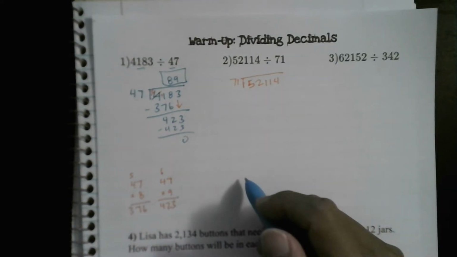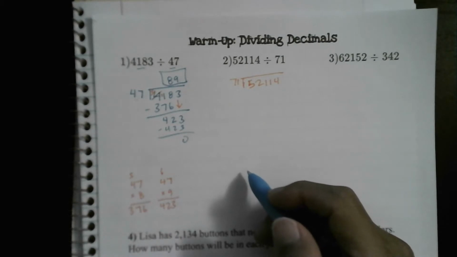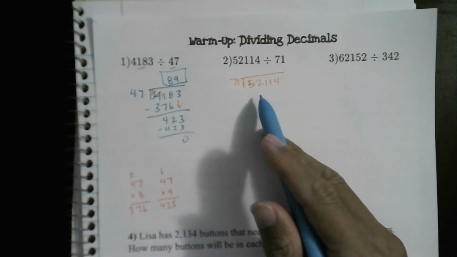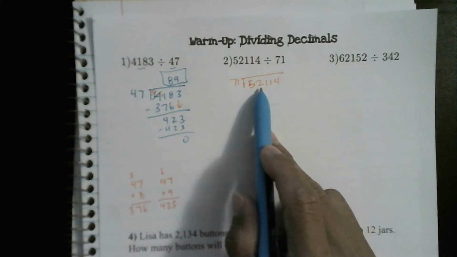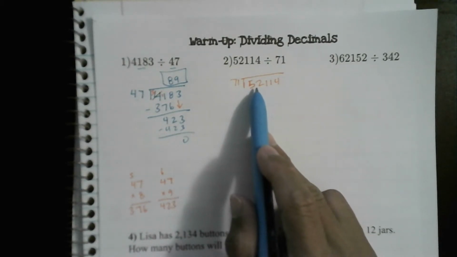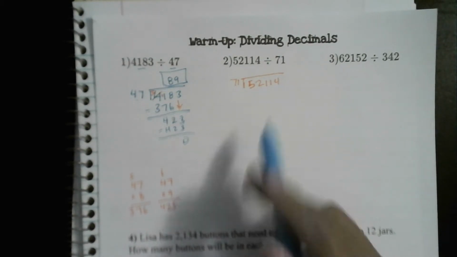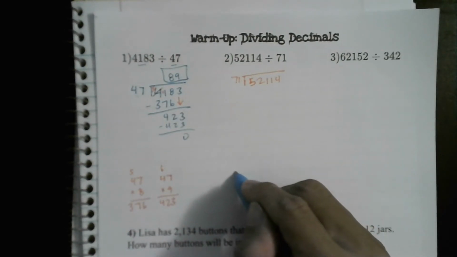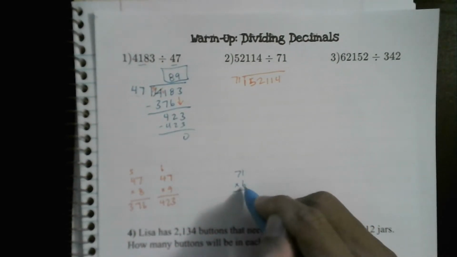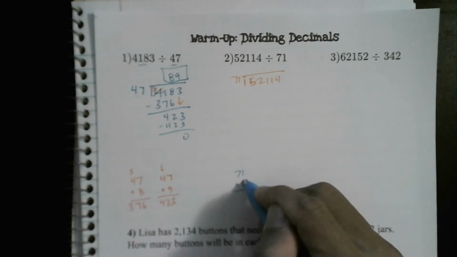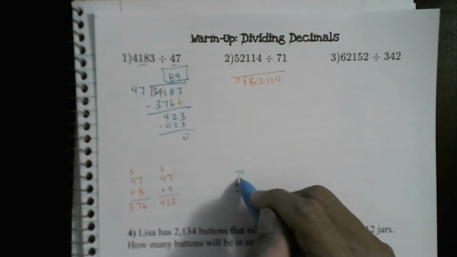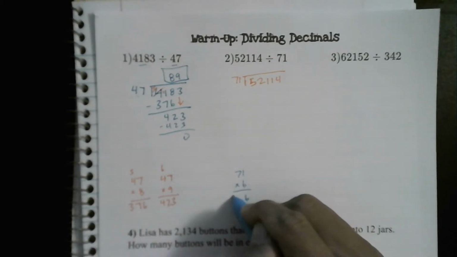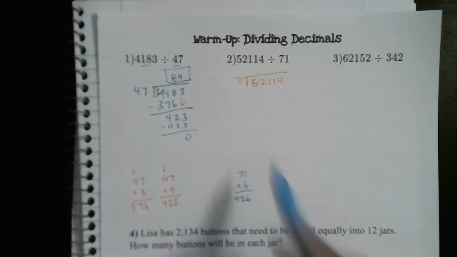Let's do some side work. 71 times 10 would be 710, which is way more than 521. So let's try maybe, and 521 is more than half of that. So maybe we can try 6. So 71 times 6. I'm just guessing numbers here, ladies and gentlemen. 6 times 1 is 6. 6 times 7, that's 30, 36, 42. 426, so that's pretty close.